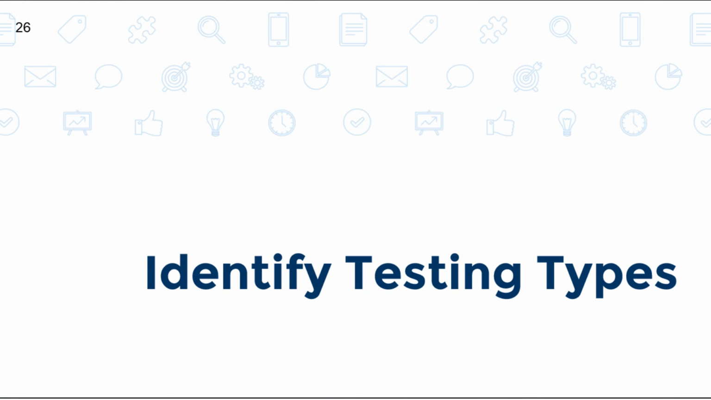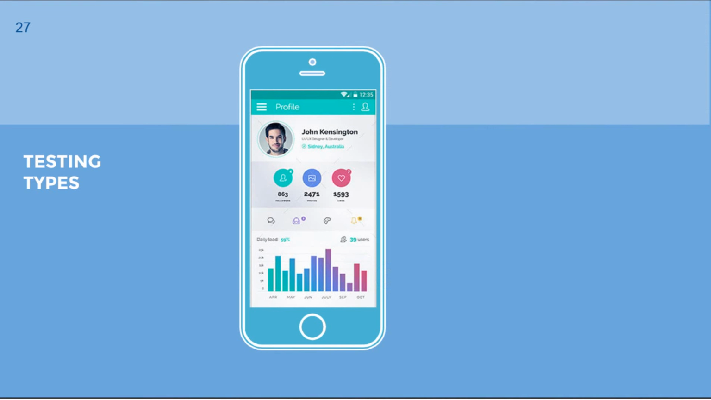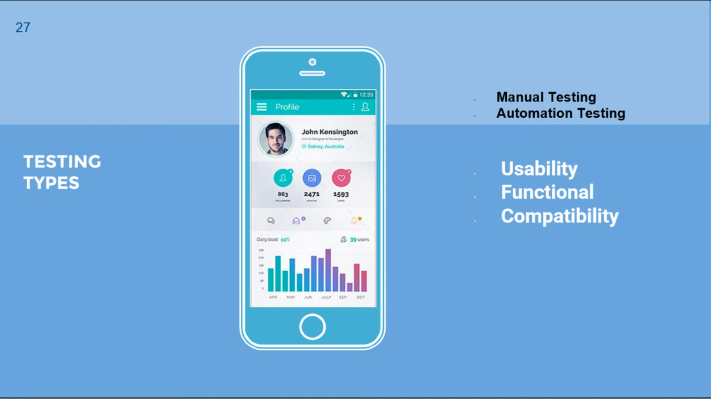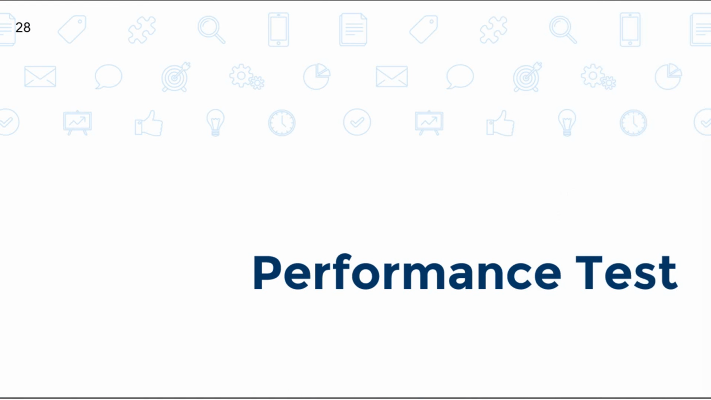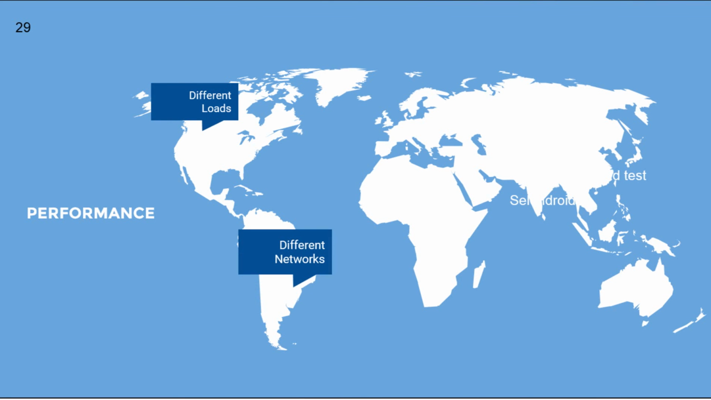And first, from the testing types I have mentioned, you need to identify the testing types you need to test the mobile application, like usability, functionality, compatibility, performance, likewise, and whether you are going for manual testing or automation testing. And then in the testing process, you need to do a performance test as well. Here, different loads, different networks, different locations.